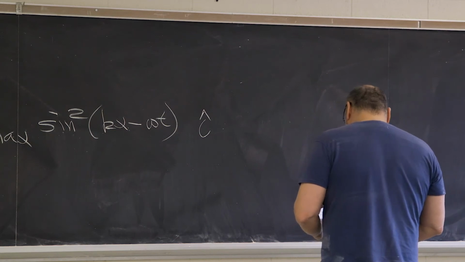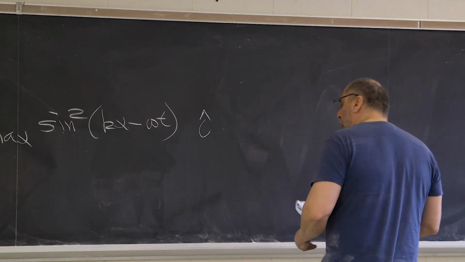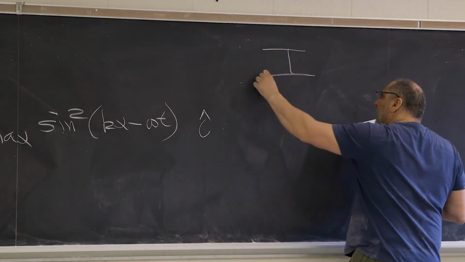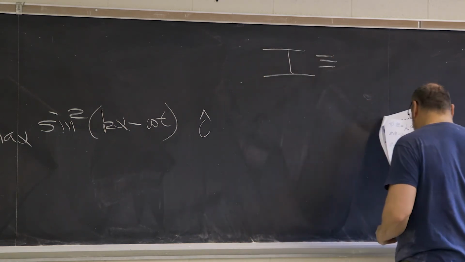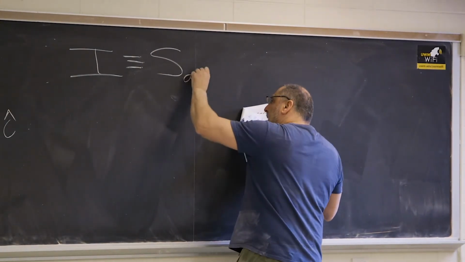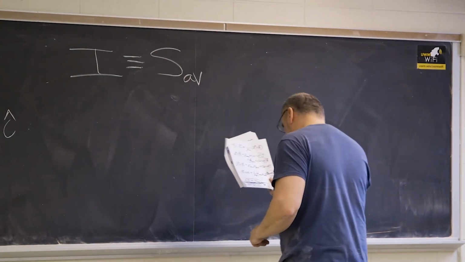That's I hat. So it's as simple as that. Now if you want to make it for the Poynting vector, the intensity, the time intensity, is the average of the Poynting vector.